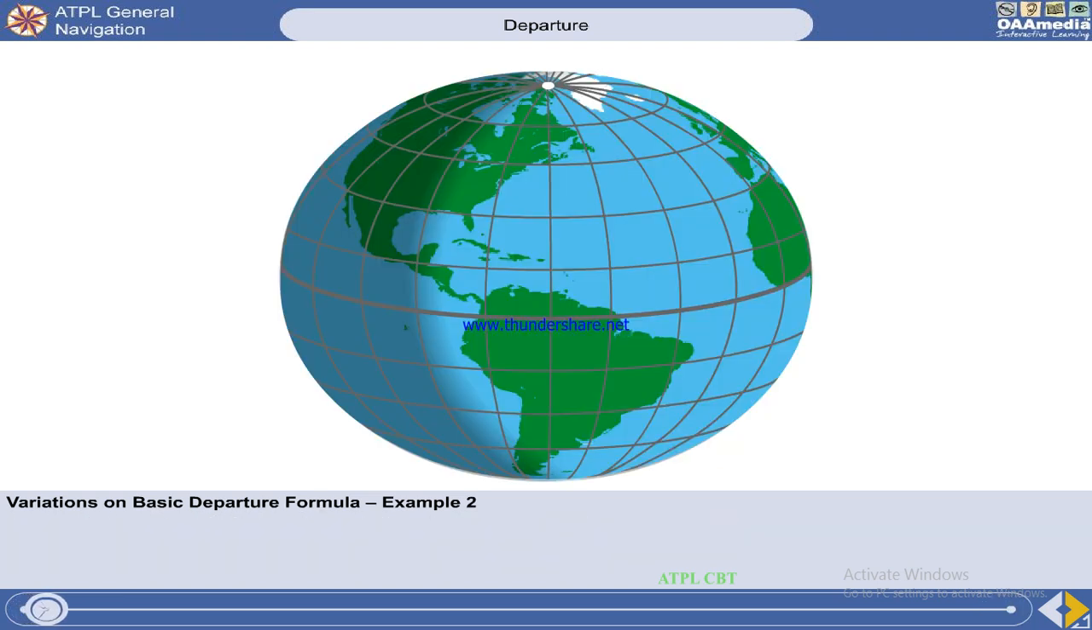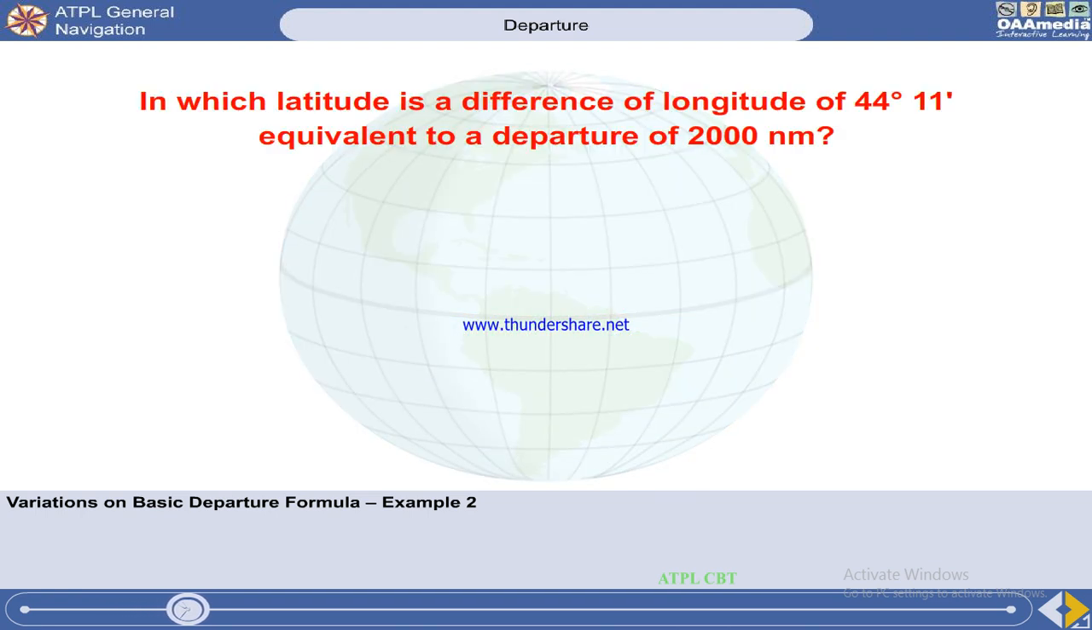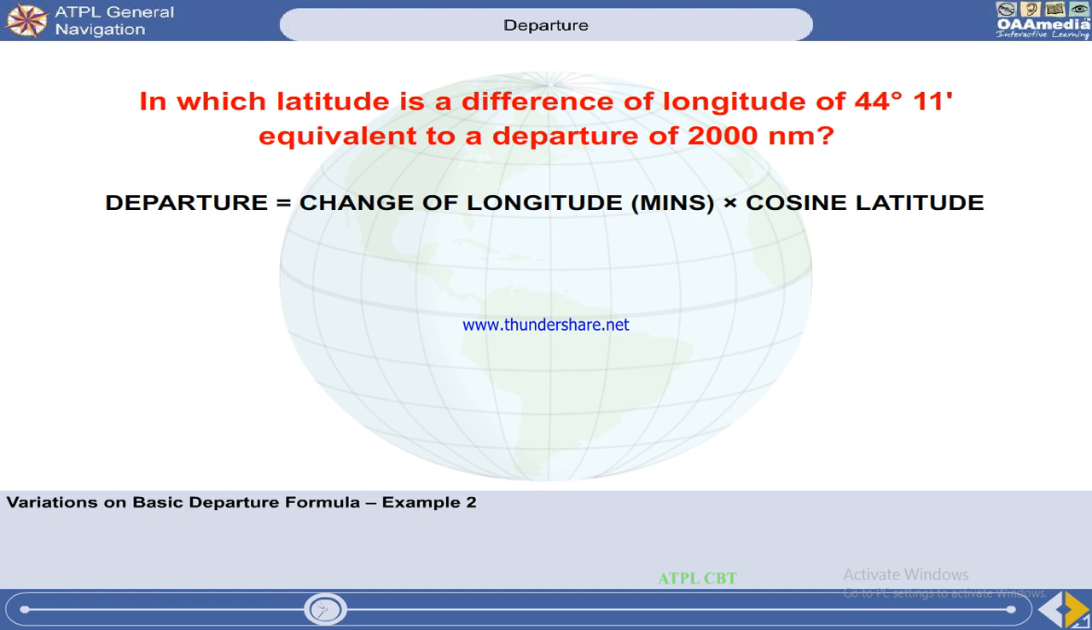Here is another example of a different substitution. In this one, you are given the departure and have to find a change of longitude of 44 degrees and 11 minutes, equivalent to a departure of 2,000 nautical miles. Departure equals the change of longitude in minutes multiplied by the cosine of the latitude. Which of these do you know?